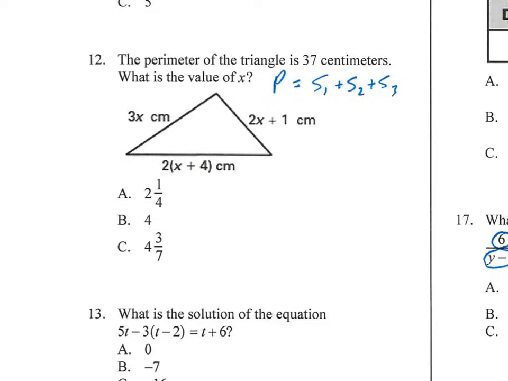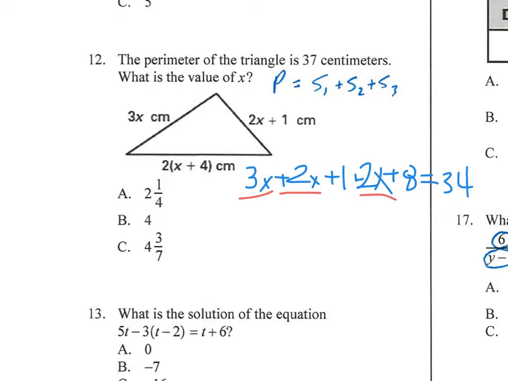So we need to work backwards a little bit. We simply are going to take the three sides, which is 3x plus 2x plus 1 plus 2, and I'm going to distribute that for you already. 2x plus 8 equals 37. Make sure you combine your like terms first and then finish solving for x. And that's what they want in that problem. What is x?